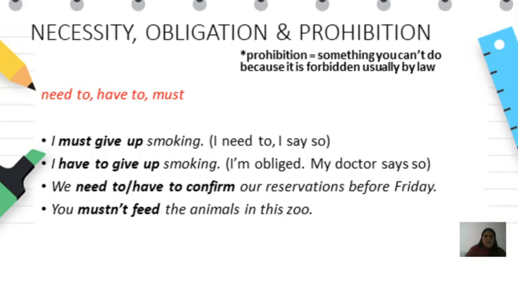Expressing necessity, obligation, and prohibition, again need to, have to, and must. Prohibition means something that you can't do because it's forbidden, usually by a law or regulation. Example, I must give up smoking. Why? I need to do it. I say so, that I must give up smoking. I am talking to myself or telling my friend about my decision.